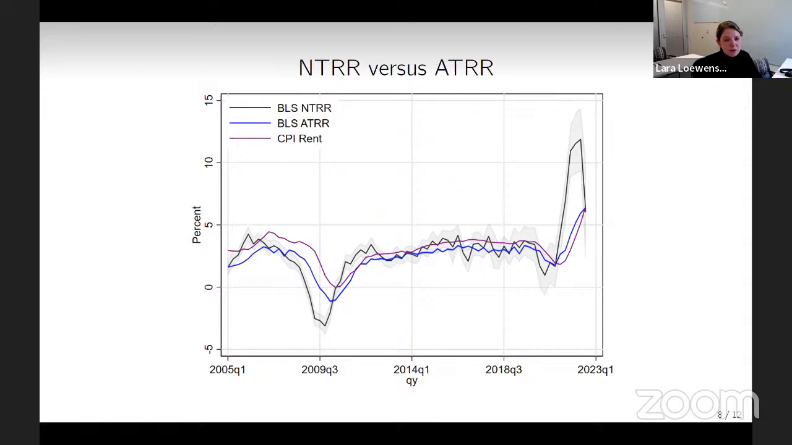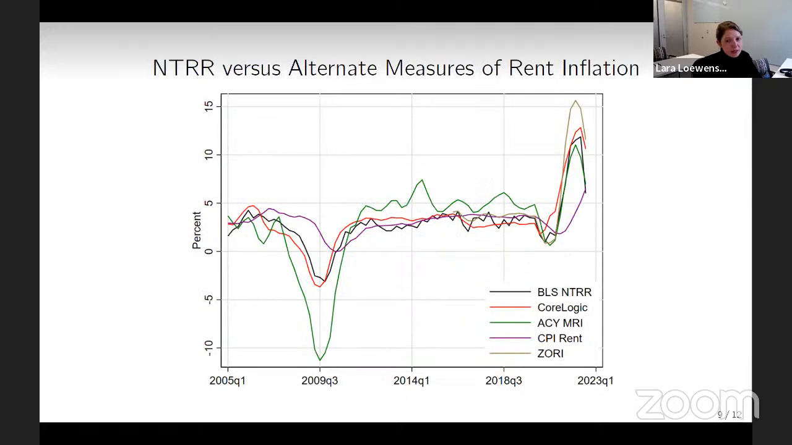The new tenant repeat rent index is where we're limiting our sample to new tenants, such as recently moved into a unit. And as I said, what we find in this paper is that the majority of the difference between CPI tenant rent and these alternative rent indices available is this limitation to new tenants. So what I'm showing you in this graph is I'm comparing against CPI tenant rent and a variety of alternative rent inflation measures and our new tenant repeat rent index.